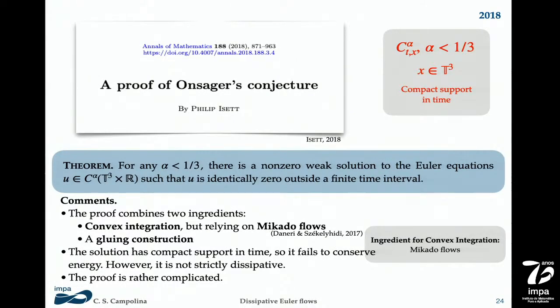And the proof is rather complicated. Actually, this paper is almost 100 pages long, and even people from the field publishing theorems about convex integration say that they still don't understand everything. So it's a very complicated proof, and people are still discussing some technical details, but it's a proof in this sense. The only thing that it lacks is the strictly dissipative part, right?